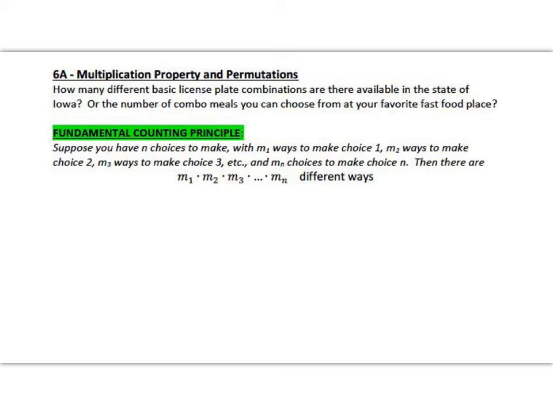And if you have distinct choices to make for several different situations, and you have so many ways to make the first choice, and so many to make the second, and so many to make the third, then all you have to do is simply multiply all of those different numbers of choices together in order to get the total number.